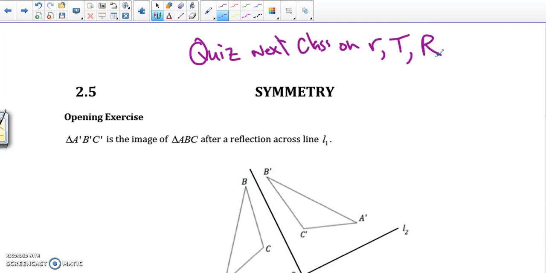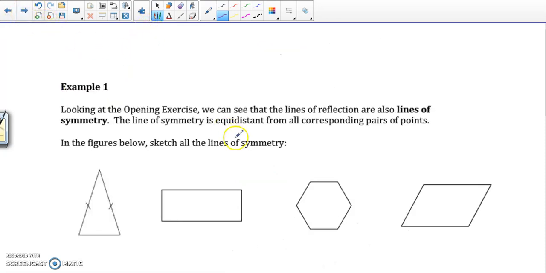Alright, so today we're going to look at symmetry. So right here, section 2.5, we're actually going to skip this page, and we're going to go on to the next one. Alright, so example 1, and don't worry about this opening exercise. Basically, when we reflect something, so I'm just going to make up a little triangle here. You don't even really need to draw it. When we reflect something, and there's my line of reflection, so I'm going to flip this shape right over our line, something like that. So there's my reflection. This line down the middle is also a line of symmetry.